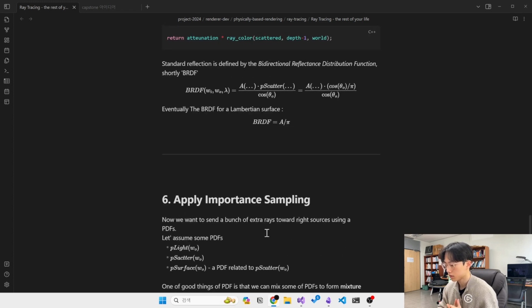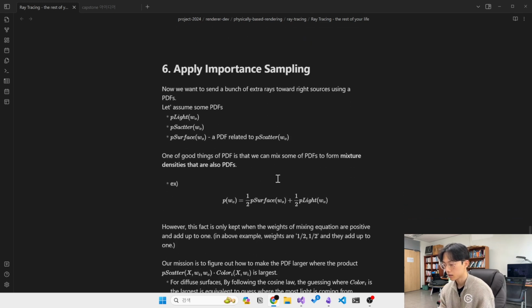So we learned the importance sampling and about the light scattering using the PDF in the previous sections. And then it's time to apply those concepts into our application from now on. So we need to assume that we have some kind of PDFs like the P light toward PDF and the P scatter, or the scattering PDF, and the P surface. This PDF is related to P scatter.